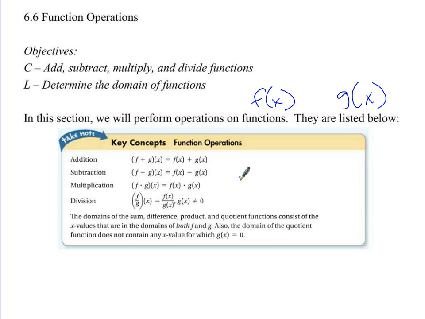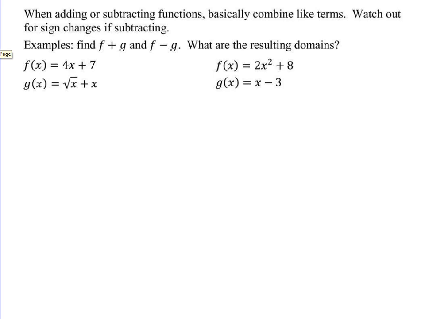So once we get through some examples, all of this stuff hopefully will become more clear to you, but we are going to be talking about domain with these functions, so you have to be comfortable with that. You have to say what the domain of these guys are. So here we go. When adding or subtracting functions, it's basically a combine like terms problem. I would still use parentheses around them though, and then combine like terms. Watch out for sign changes if subtracting. That's why I use parentheses. Keep in mind that it is a subtraction problem.